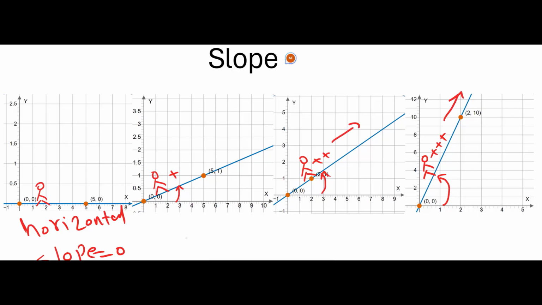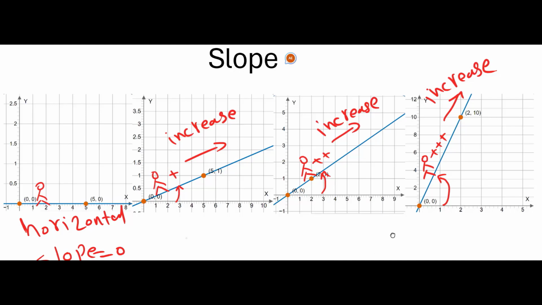Okay? You can see your direction here is what? Here increase. Here increase. Here also increase. That's why the slope here will be positive.